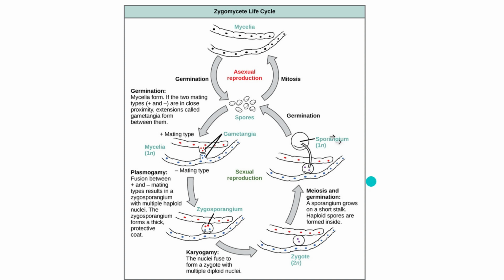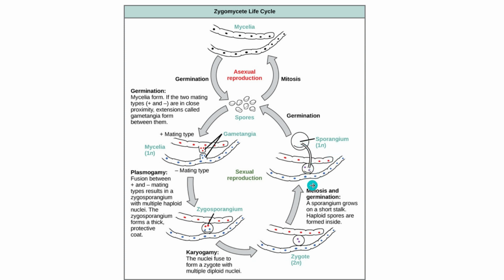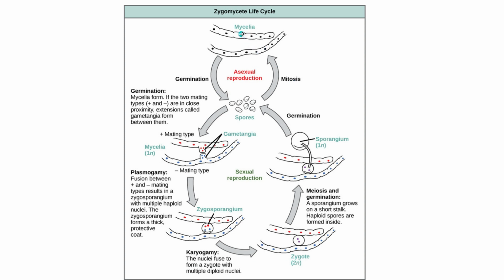Here you can see the complete life cycle of zygomycete. The spores germinate, different mycelia undergo plasmogamy, and after the plasmogamy there is a formation of zygosporangium, and later karyogamy takes place to produce the fused nuclei, and there is a formation of zygote. The zygote undergoes meiosis, and here you can see sporangium. This sporangium contains spores, and when the spores are released from the sporangium, they try to germinate. So this is the sexual reproduction cycle. Whereas moving on to the asexual mode, the spores undergo mitosis to form mycelium and germinate.